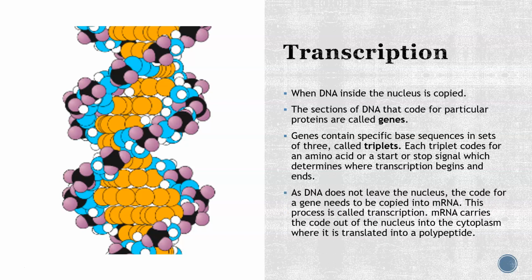As DNA doesn't leave the nucleus, the code for a gene needs to be copied onto the mRNA. So we've said that DNA stays in the nucleus, and mRNA, messenger RNA, carries that gene message out of the nucleus. This process is called transcription. The copying of the gene from the DNA to the mRNA is the process of transcription. The mRNA then carries that code out of the nucleus to the cytoplasm, where it's heading to the ribosome, ready to make our polypeptide.